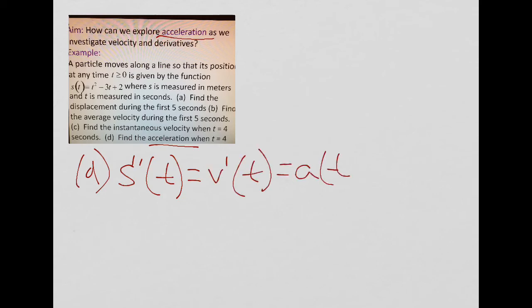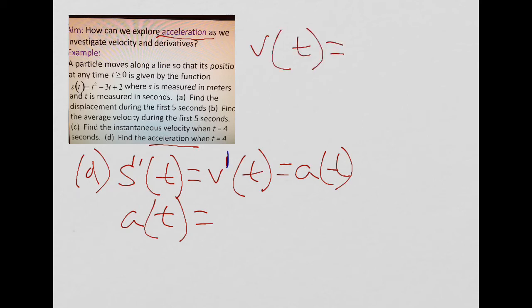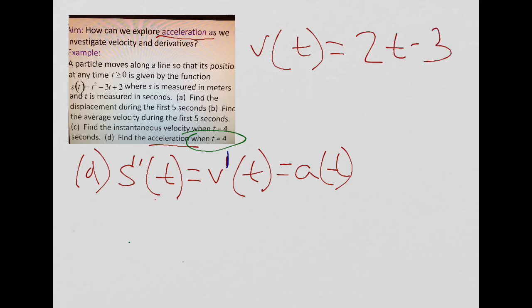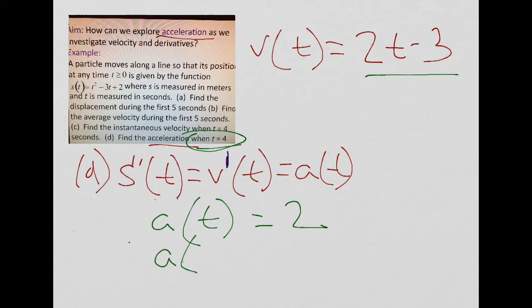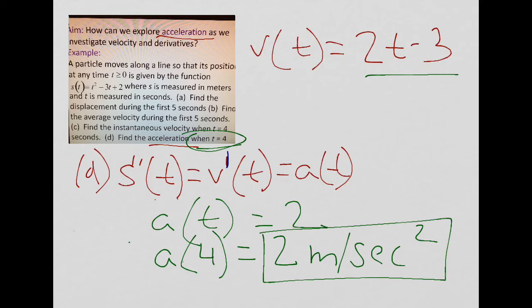This is acceleration, okay? And so if we're finding acceleration, look back at what we wrote v of t to be, because we need to take its first derivative. So v of t we wrote as 2t minus 3. So that means if I take the derivative here using the power rule, I get a of t to be 2. So it actually doesn't matter what value of t, but a of 4 is 2. And we're going to say it's 2 meters per second squared. Okay, and that's your final answer for acceleration.